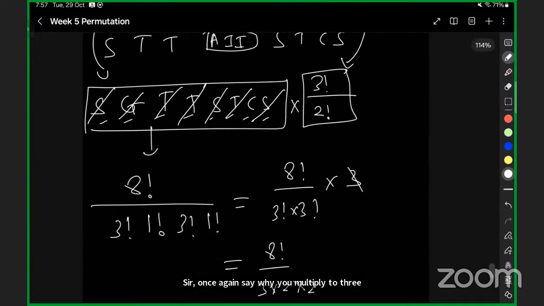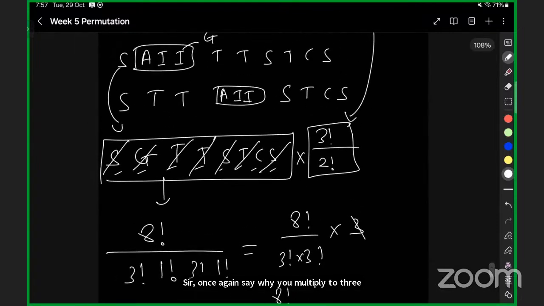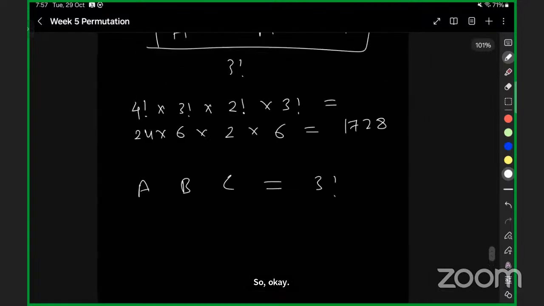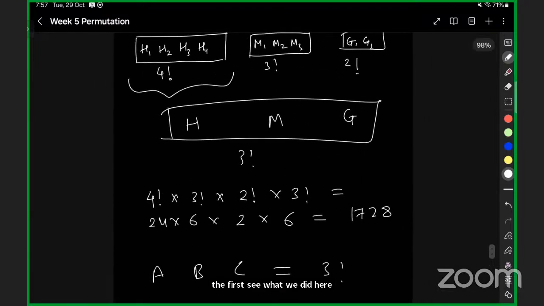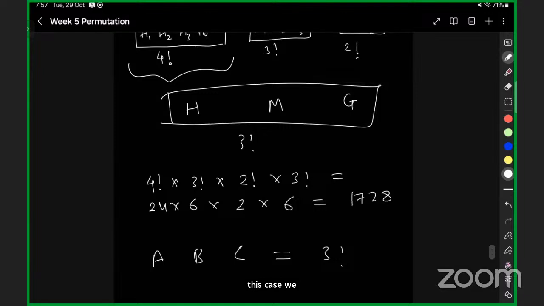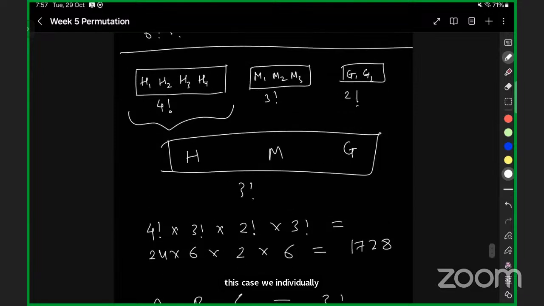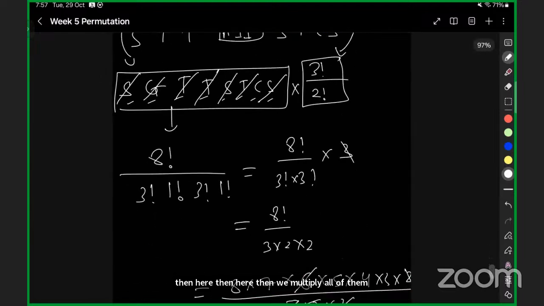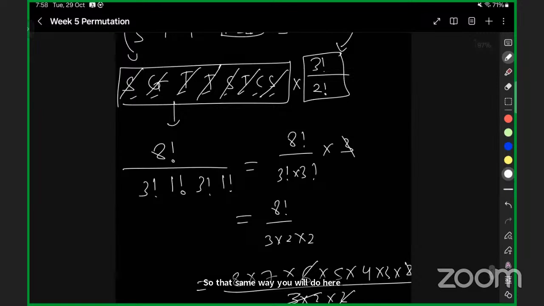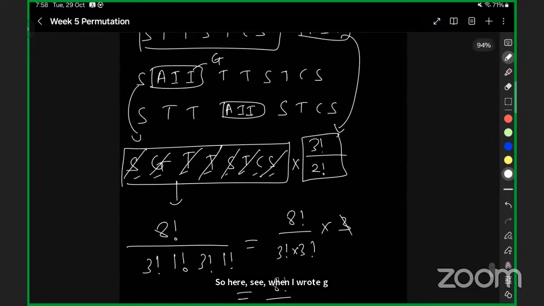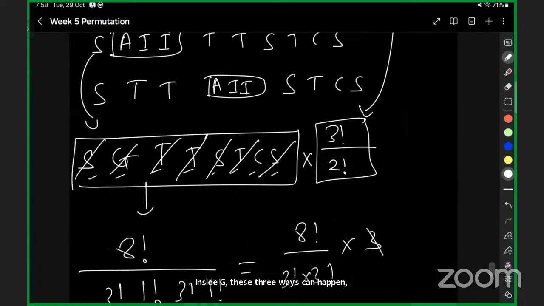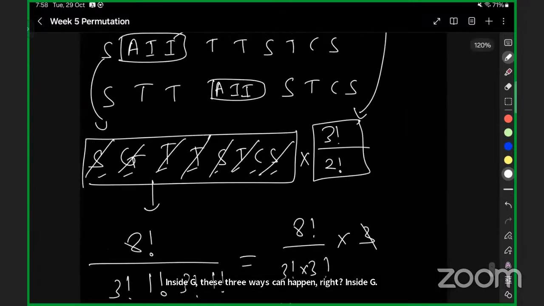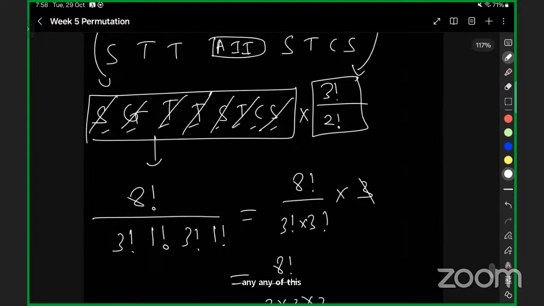Okay. See, first see what we did here. In this case we individually figured out how many permutations happen here, then here, then we multiply all of them, correct? So that same way you will do here. So when I wrote G, inside G these three ways can happen, right? Inside G, any of these. Yes, sir. So that also has to be multiplied, right? Okay, sir.